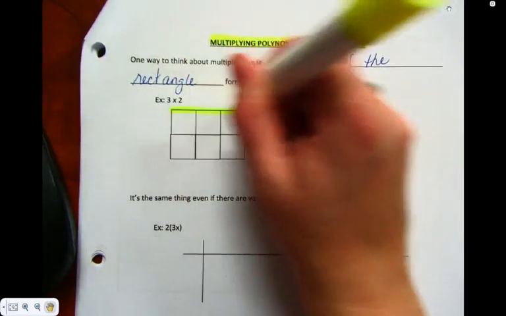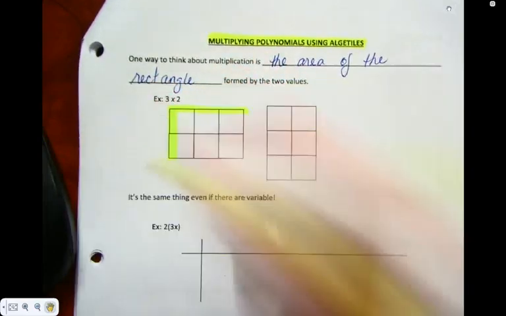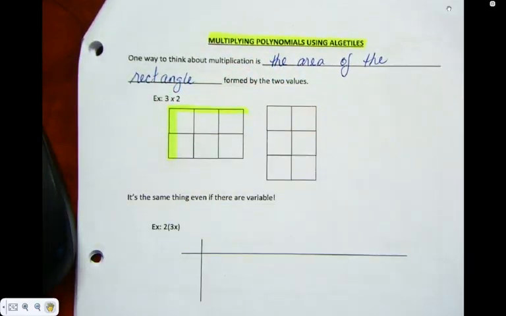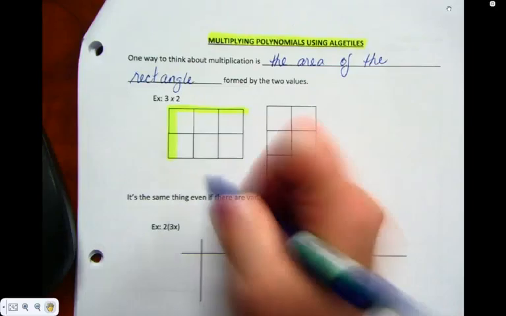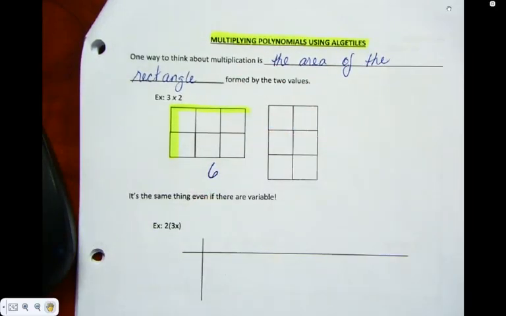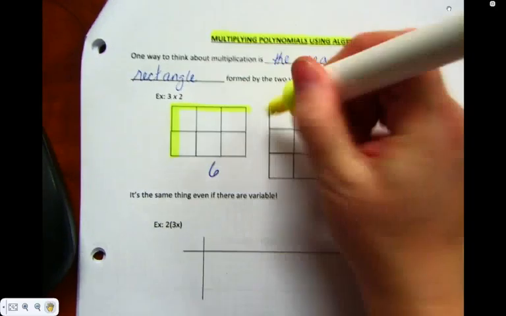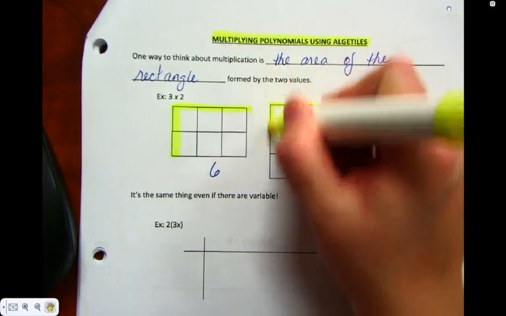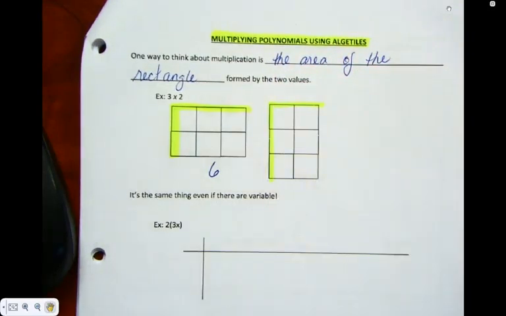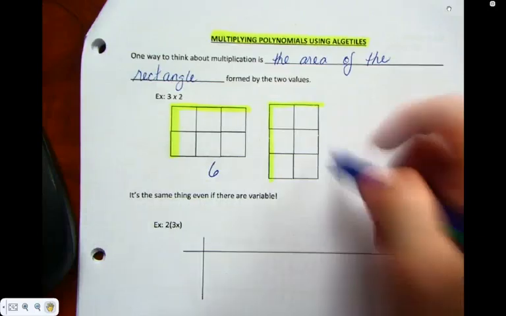So this has 3 units across the top, 2 units down the side. And if we count the number of squares, how many squares do we have? 6. And that's why 3 times 2 is 6. Or we can switch them. We can have 2 along the top and 3 down the side. Doesn't matter which way you go. How many squares make up the second rectangle? 6.